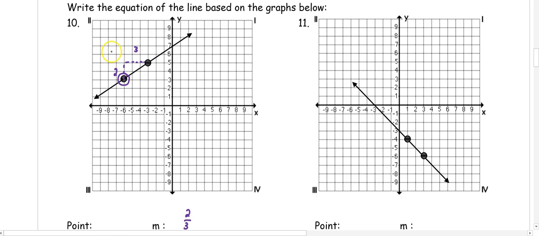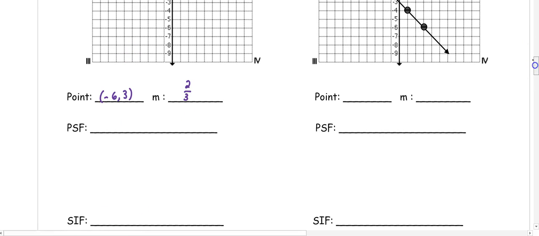So I'm going to pick the point on the left, which is (negative 6, 3). And then I can write my equation in point-slope form. So I have y minus 3 equals 2/3 times x plus 6. And then I'm going to solve to move it into slope-intercept form. So I'm going to distribute the 2/3 first. So y minus 3 equals 2/3 x plus 4. And then I'm going to add 3 to both sides. So y equals 2/3 x plus 7.